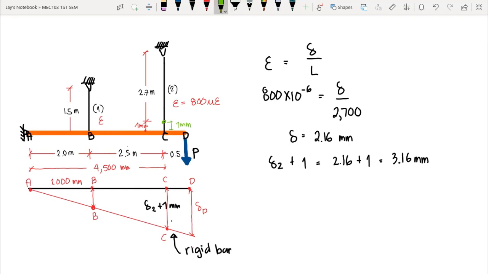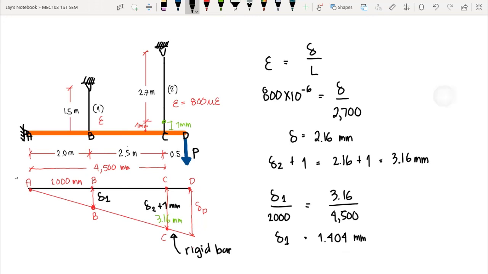So at this point, we have 3.16 millimeters. Now, to compute the normal strain of 1, we have to first compute again the deformation of rod 1. Using ratio and proportion, we have the deformation of 1 over 2,000 equals, in this case, 3.16 millimeters over the distance of point C from point A, which is 4,500 millimeters. So we have the deformation of 1 equal to 1.404 millimeters.